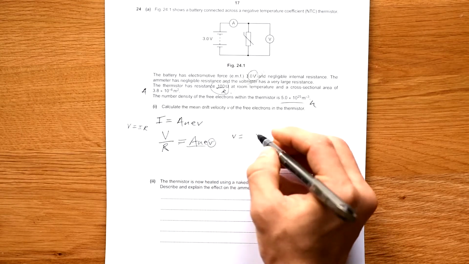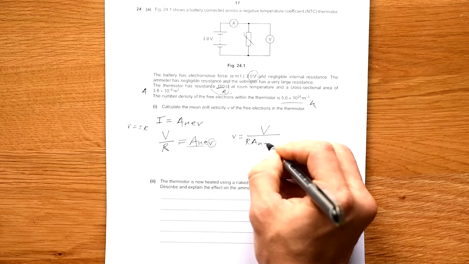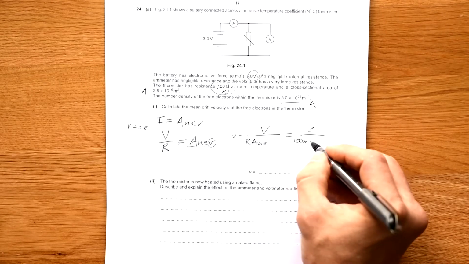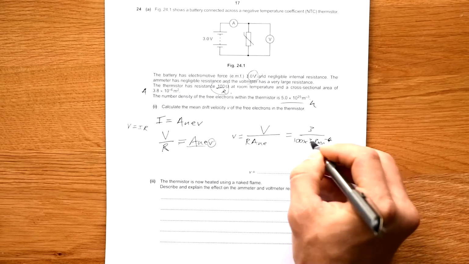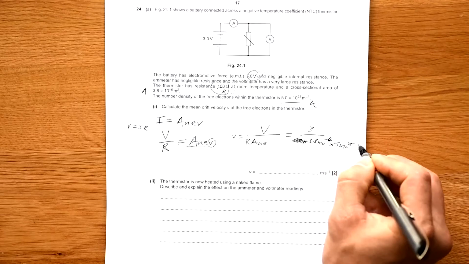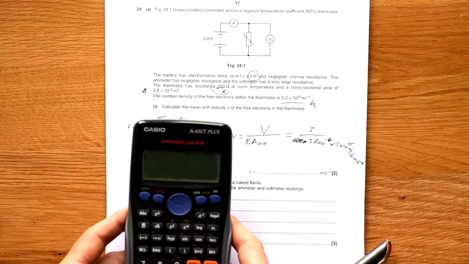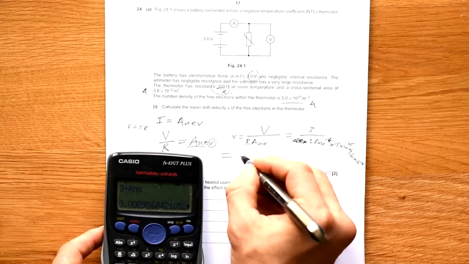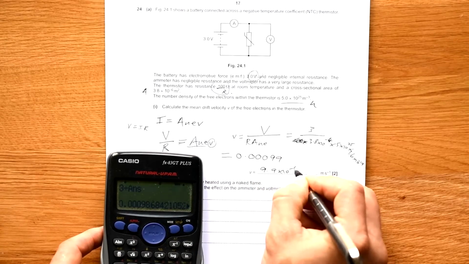So we have drift velocity is equal to PD divided by RANE. So that's 3 divided by 100 times 3.8 times 10 to the minus 6. Let's just change that to 10 to the minus 4, get rid of the 100. Times 5 times 10 to the 25 times 1.6 times 10 to the minus 19. Whoops, didn't think that one through. I'm going to do the bottom bit first, just so I don't make any mistakes. 3 divided by that, and we end up with a mean drift velocity of 0.00099, or 9.9 times 10 to the minus 4 meters per second.